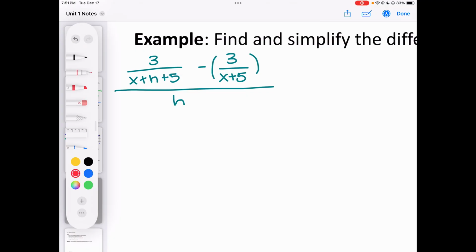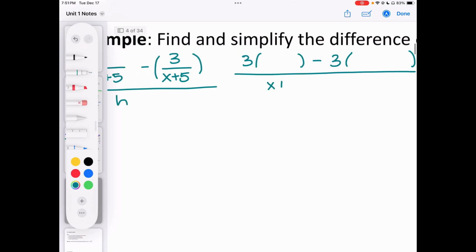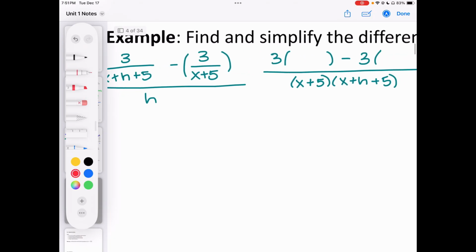We are going to have 3 times something minus 3 times something all over x plus 5 times x plus h plus 5. Okay. Now, in the parentheses, I'll go ahead and write in red what I was going to be multiplying by.